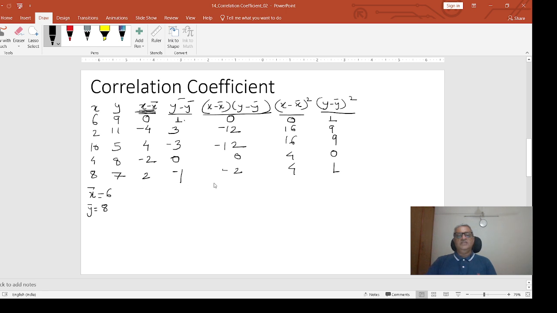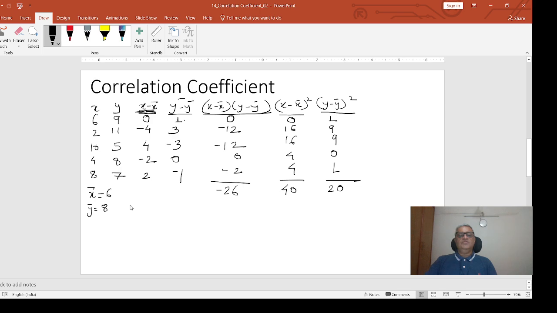So now let us find the summation of these three columns. So summation of this, how much does it come out to be? Minus 26. What is the summation of this? 16 plus 16, 32 plus 8 is 40. And 9 plus 9, 18, 19 and 20.